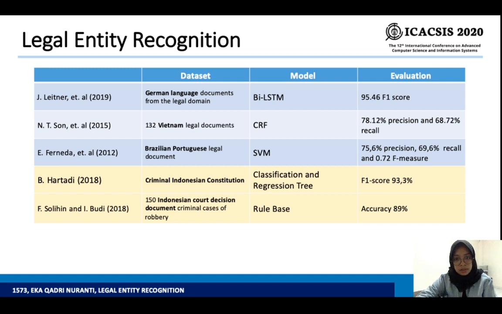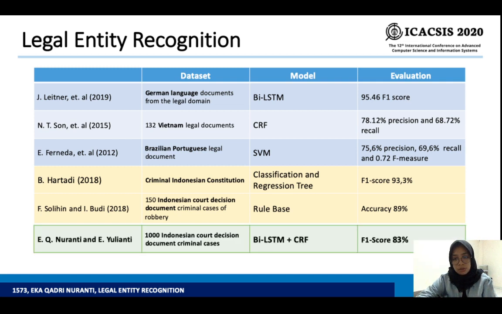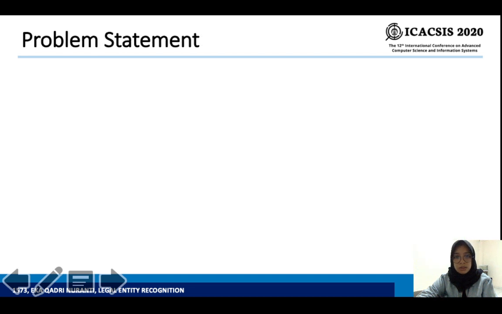In this research, our contribution is classifying legal entities using Indonesian court decision documents, criminal cases, with a bidirectional LSTM combined with a CRF approach. Randomly, we selected 1,000 criminal case documents.